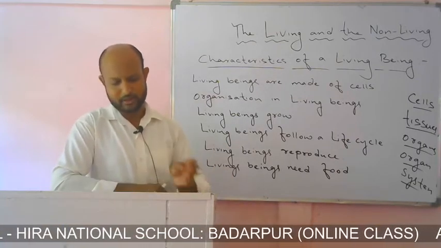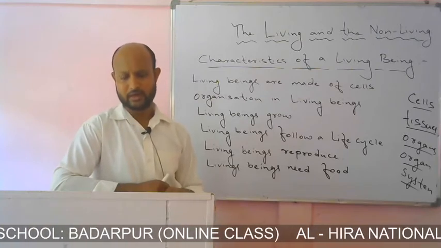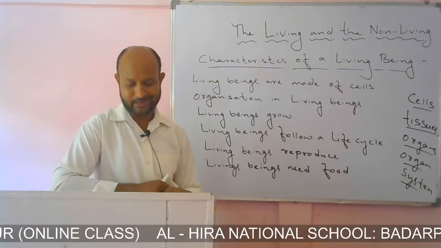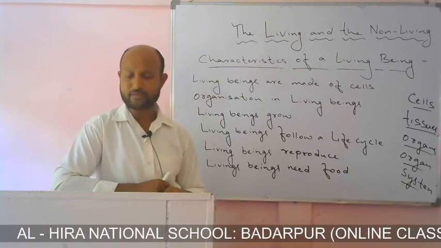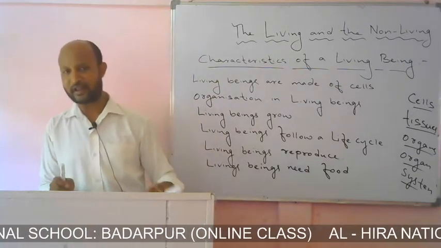You have a table in your textbook. You can refer to table 7.1. House spider: its lifespan is 3 to 4 days. Dog: 16 to 18 years. Man: 60 to 100 years. Pigeon: 15 to 20 years. Alligator: 50 to 55 years. Likewise, all living organisms have different lifespans.